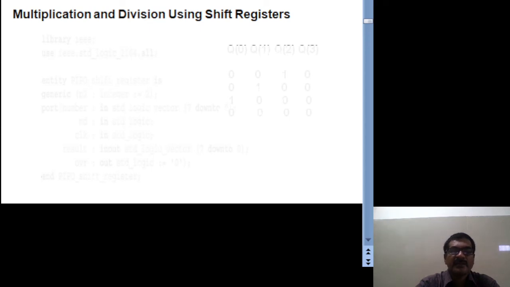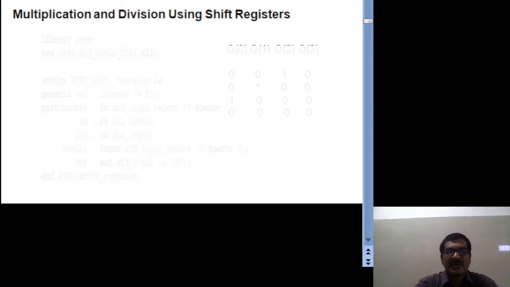Good morning. Today I would like to discuss multiplication and division operations. How can we do them using shifting? That is, binary data shifting on the registers.